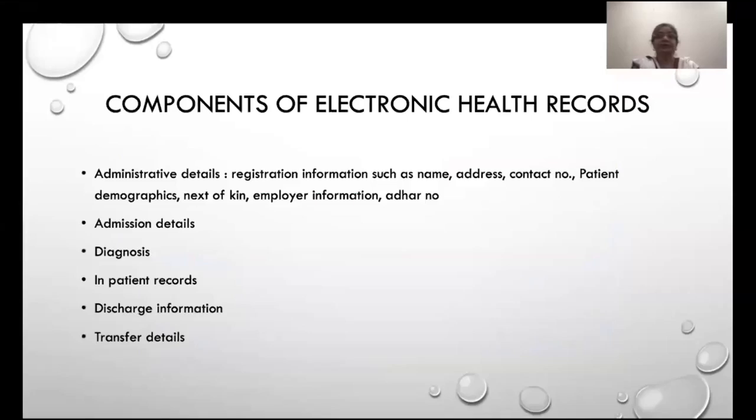Components of electronic health records, again, we have administrative details like registration information like name, address, contact number, patient demographics, next of kin, employer information, Aadhaar number, or any unique ID of the patient. Then we have admission details: patient admitted in which specialty, under whom, diagnosis of the patient, then inpatient records, discharge information, and transfer details of the patient.